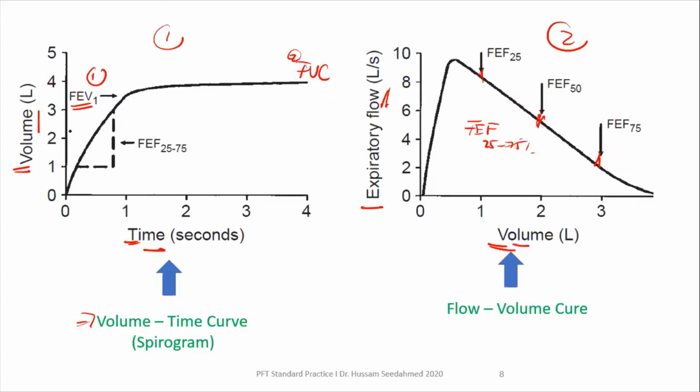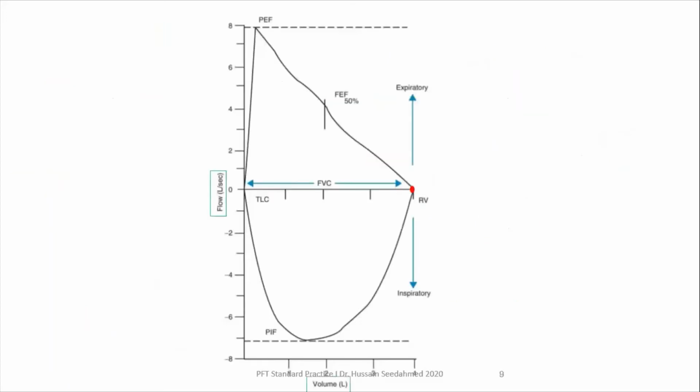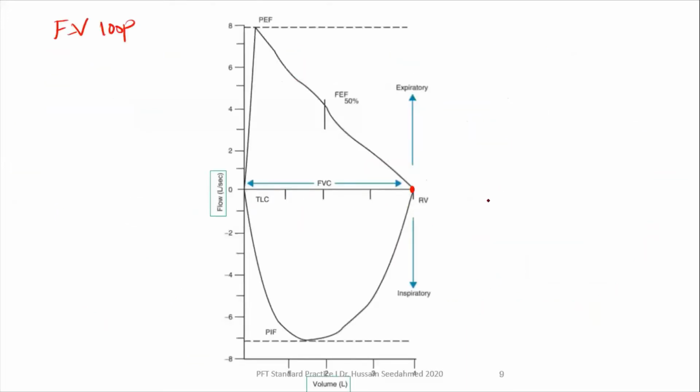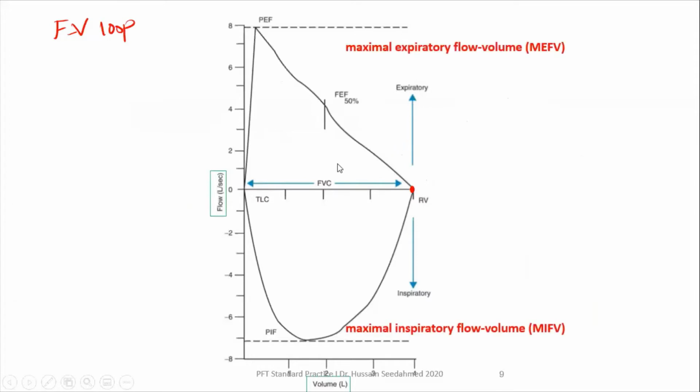This is the volume time curve. And the third is the flow volume loop. This one is the flow volume curve, half of the flow volume loop. When it continues downward, it is called the flow volume loop. If you notice, the flow volume loop has an upper part and a lower part. The upper part is always the expiration.